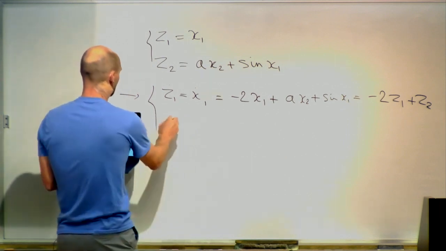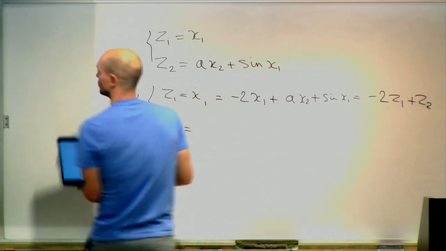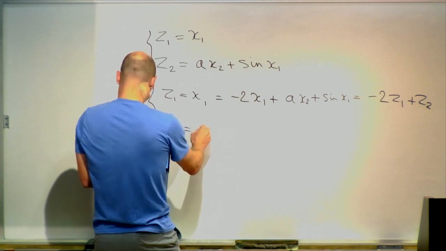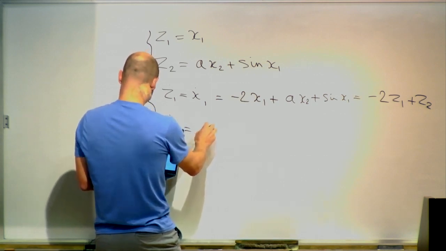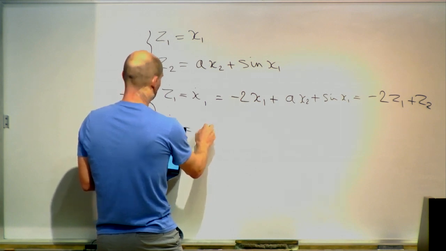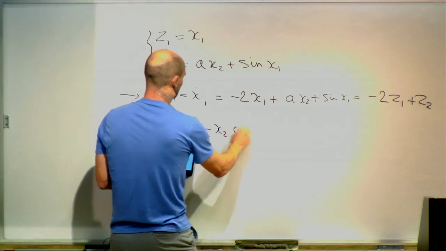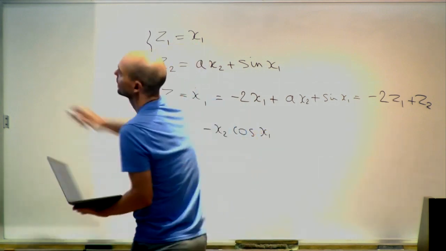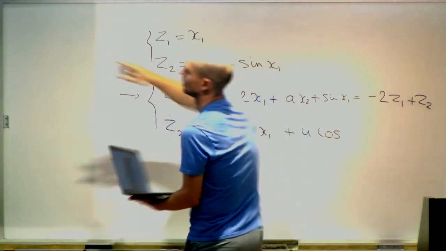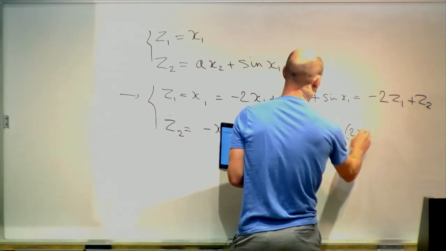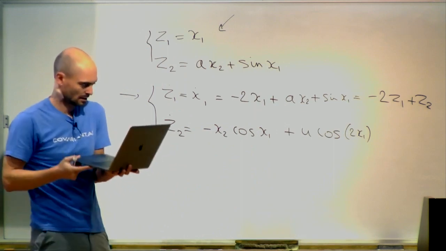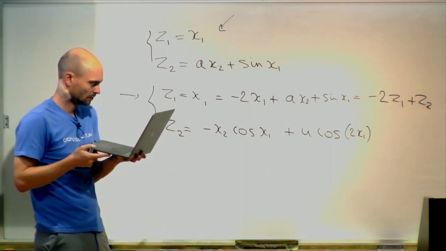z2 dot is equal to, we have minus x2 cosine x1 and then plus u cosine 2 x1. Now we're going to need to use these equations to turn the appearances of x's into z's as much as possible. So let's see what we can do.